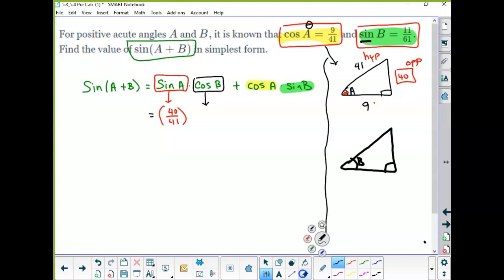Now you have to be careful, because this is the sine of B, and sine is the opposite over the hypotenuse. So you're going to do that same work. Pythagorean Theorem. And if you do that, you're going to get the missing answer right here. So what I would do is do 61 equals 11 squared, and then you guys can do that work, and you'll end up with 60.